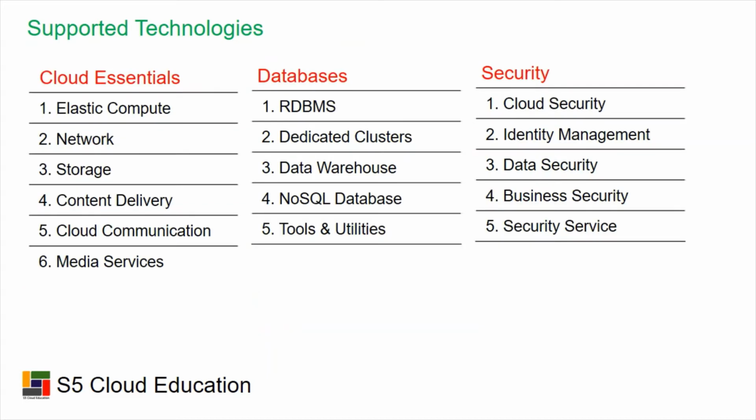The various flavors of technologies include, but are not limited to: 1. Cloud Essentials, which include elastic compute, network, storage, content delivery, cloud communication and media services. 2. Databases like RDBMS, dedicated clusters, data warehouses, data lakes, NoSQL databases, and other data tools and utilities to support migrations. 3. Security comes in multiple formats, which include cloud security, identity management, data security, business security, and security services.